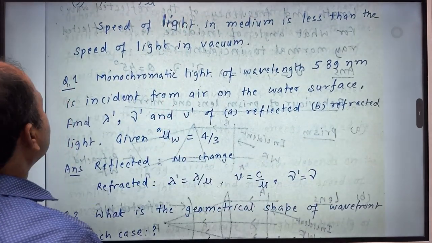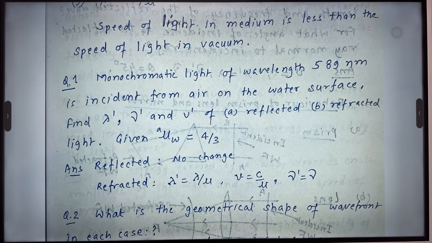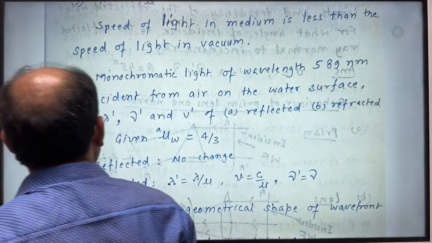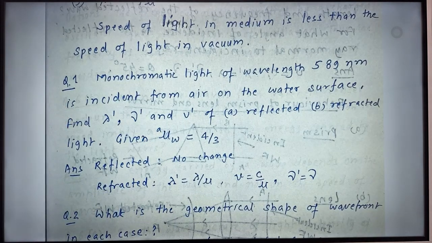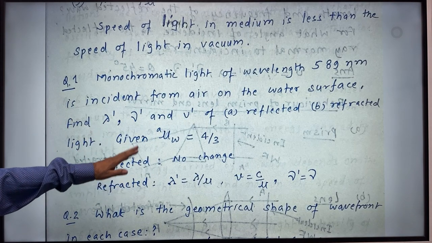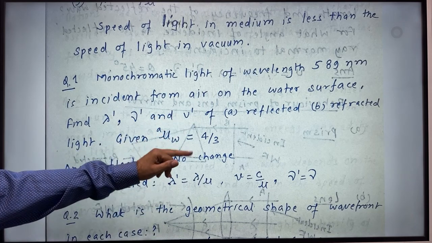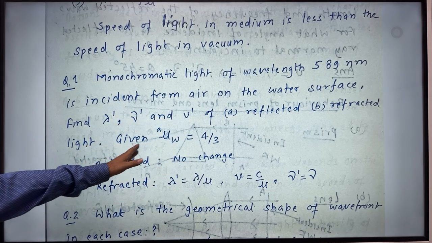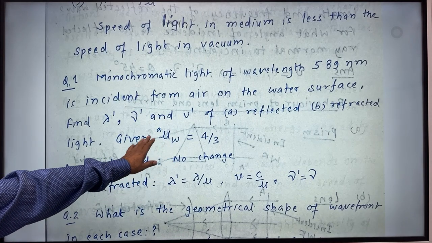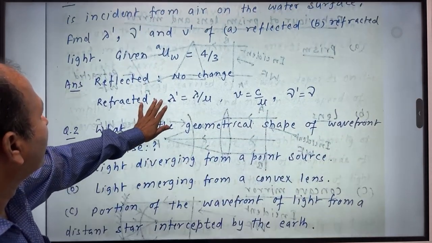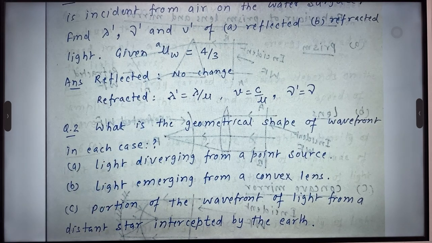Now we are going to see one question. The question says: monochromatic light of wavelength 589 nanometer is incident from air on the water surface. Find lambda dash, nu dash and v dash of reflected and refracted light. You are given the refractive index of water with respect to air is 4 by 3. So it is very simple. Frequency will not change, be it reflected or refracted. In case of reflected light, the speed and wavelength will also remain the same.